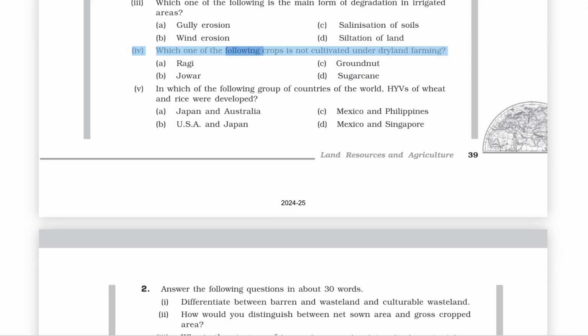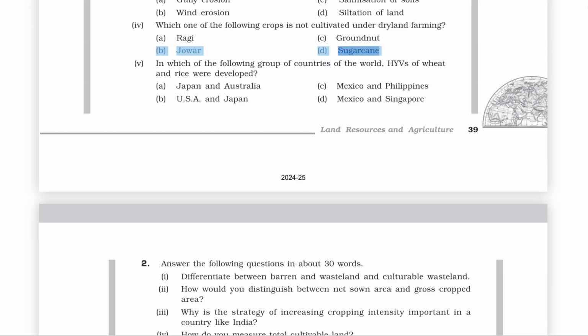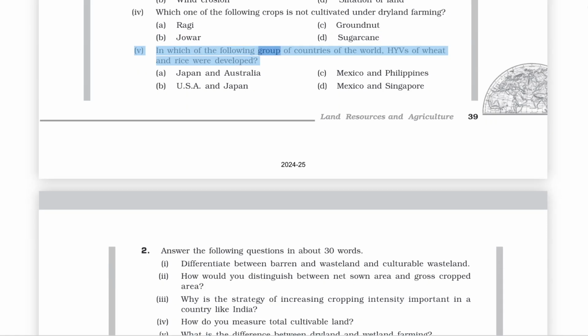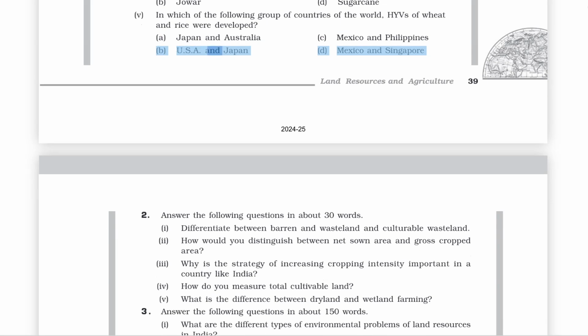4. Which one of the following crops is not cultivated under dryland farming? A. Ragi. C. Groundnut. B. Jowar. D. Sugarcane. 5. In which of the following group of countries of the world, HYVs of wheat and rice were developed? A. Japan and Australia. C. Mexico and Philippines. B. USA and Japan. D. Mexico and Singapore.